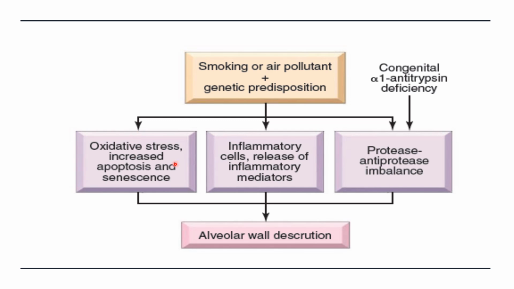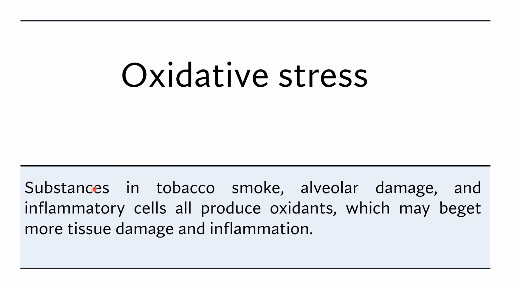Now we come to the second cause, that is the oxidative stress. How cigarette smoking increases the oxidative stress, and how it causes damage to the parenchyma or lung tissue, that we want to know. Substances like tobacco smoke, and we know that this smoke will cause some inflammation, and all of them will produce oxidants which may beget more tissue damage and inflammation.